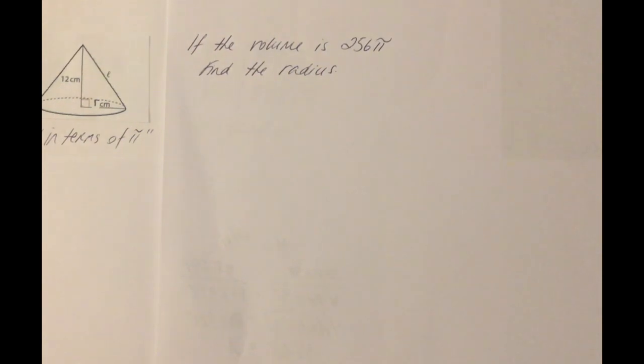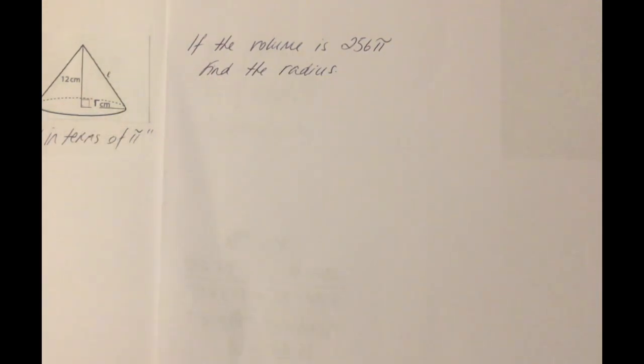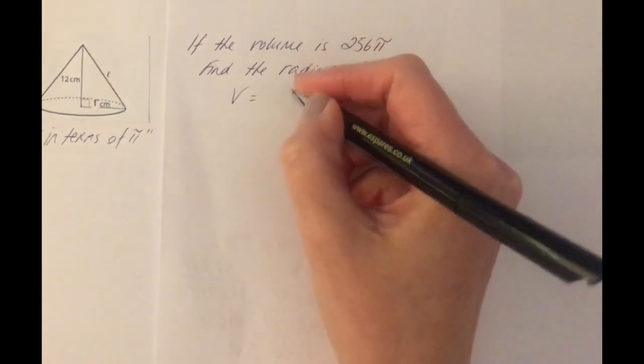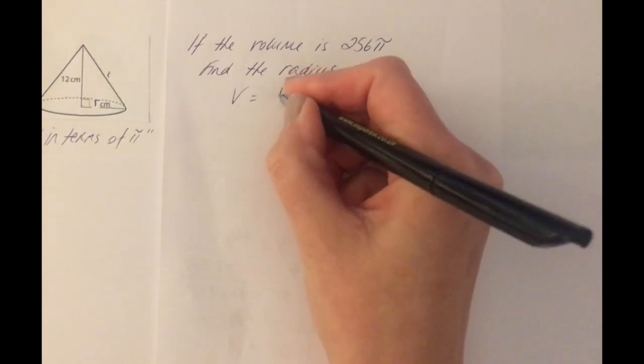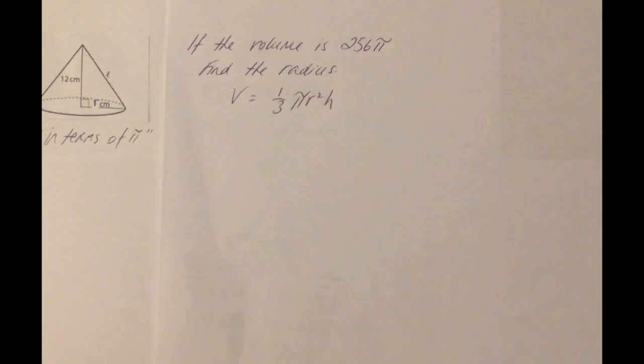Okay, so try this question then with the cone. If the volume is 256 pi, find the radius. So here is the diagram. We have our answer in terms of pi, obviously. Writing down the volume of the cone, of course, that's what you're going to do first. Take down the formula in full. So 1/3 pi r squared h. Let's fill in what we know.